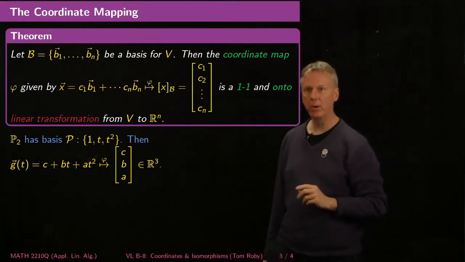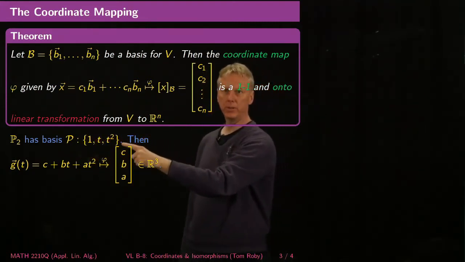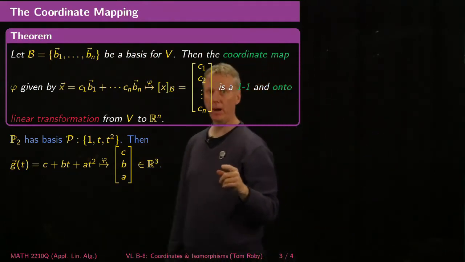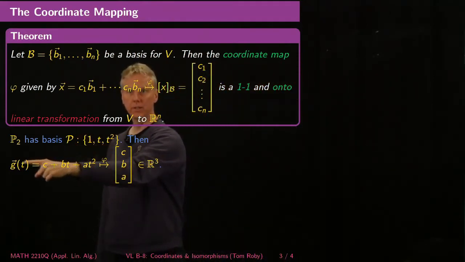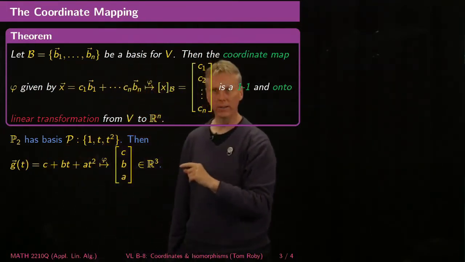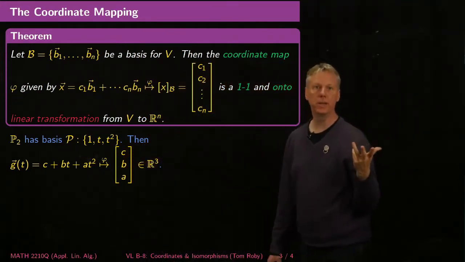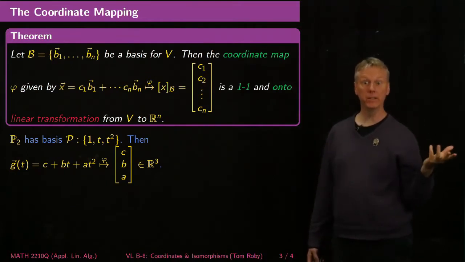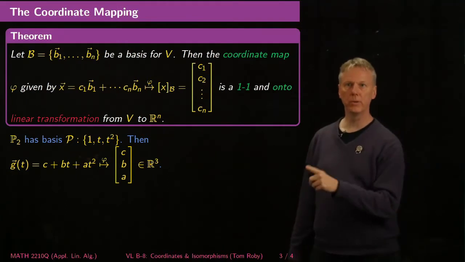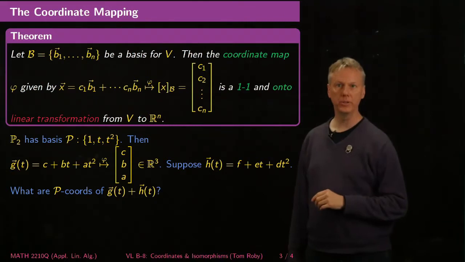So here's an example. P2, the polynomials of degree less than or equal to 2, has a basis 1, t, t squared. That's the standard basis. And so you can write any polynomial in terms of it. So g(t) is c plus bt plus at squared, and that maps to what I would call (c, b, a), which is in R^3. So what I'm doing is I'm taking the space of polynomials and I'm saying that it's isomorphic to just R^3, three-dimensional Euclidean space.